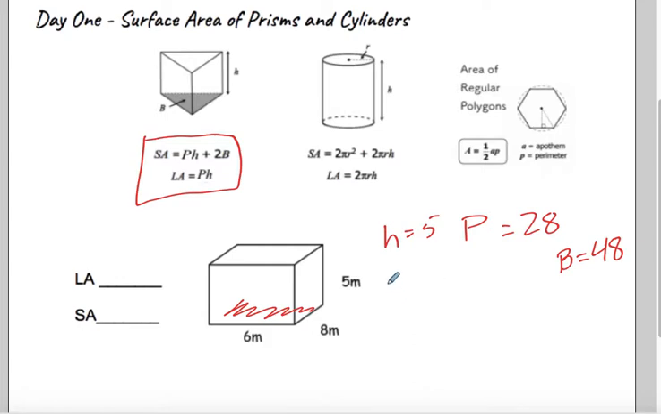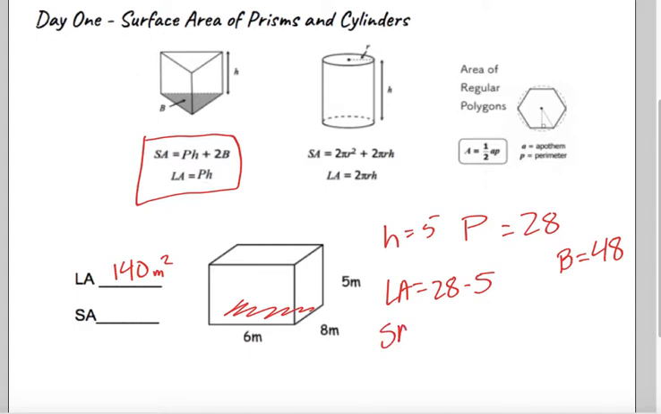So the lateral area is going to be the perimeter times the height. So 28 times 5, 140. It is area, so it'll be meters squared.